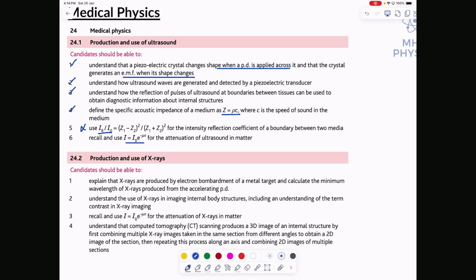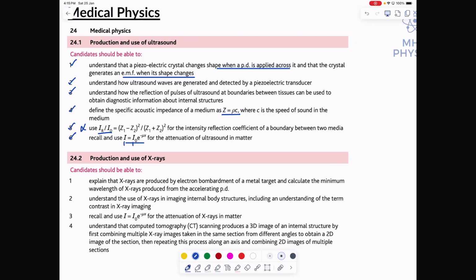Then what is this, I equals I naught e to the power minus mu x? It's the absorption, how much absorption takes place, where mu is known as the absorption coefficient. It basically is a factor of how much absorption takes place in any medium. Transmitted: once you put I naught, you get an I, which is what remains.